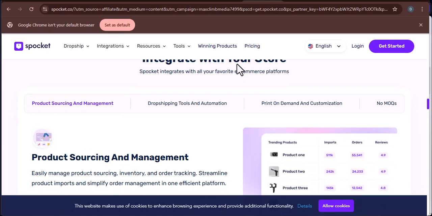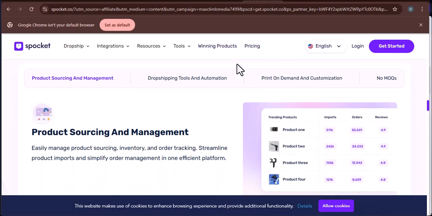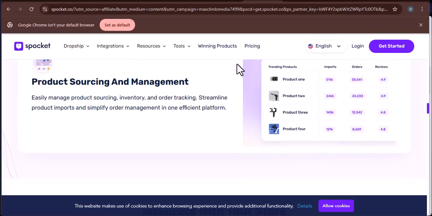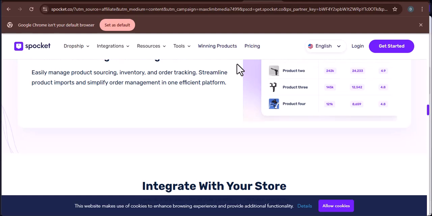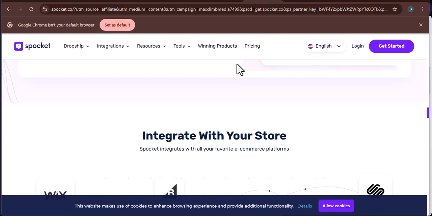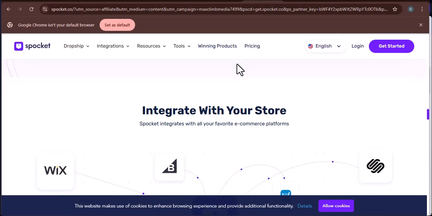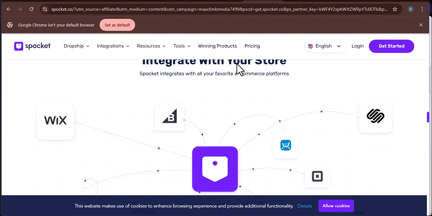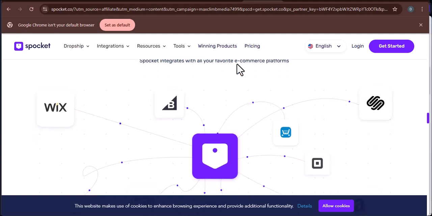Cons of using Spocket. There are also a few cons to using Spocket. Here are a few of the most important ones. Not free. Spocket is not free to use. However, the monthly fees are relatively affordable. Transaction fees. There are transaction fees associated with using Spocket. However, these fees are usually very small.